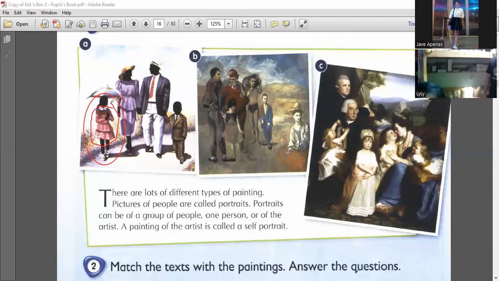Pink dress. Okay. Again, what is that? Yeah, please say pink dress. Can you say it? She's wearing a pink dress.